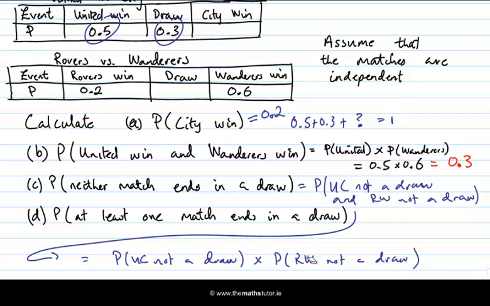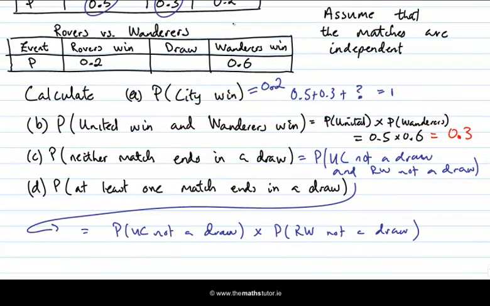Well, United City, I know that the probability that United win is 0.5, the probability of draw is 0.3, and we've just worked out that the probability of City winning is 0.2. So the probability of it not being a draw is 0.5 plus 0.2, right? So that's 0.7. So the probability of United City not being a draw is 0.7.